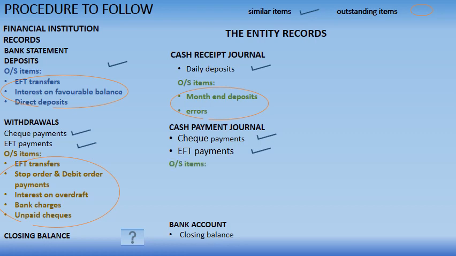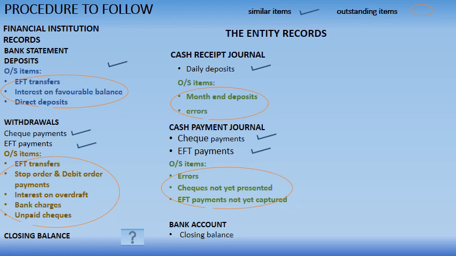In the cash payment journal, outstanding items will be errors that were made while recording entries into the CPJ, checks not yet presented to the bank for payment, and EFT payments not yet captured in the journal. All of these items will be marked with a circle. After the comparison of entries has been done, the next step will be to prepare the supplementary cash journals and the bank reconciliation in the books of the entity.